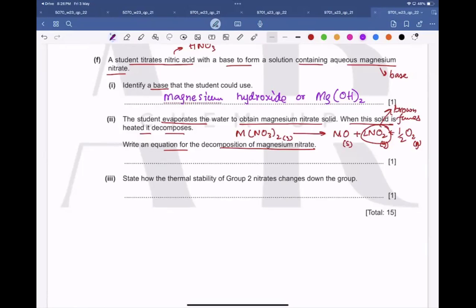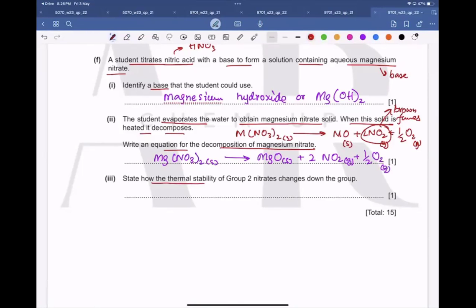Okay. So in this equation, they have mentioned magnesium nitrate, so I replace M with Mg to show you the equation. Magnesium nitrate solid forms magnesium oxide solid, 2 moles of nitrogen dioxide gas and half a mole of oxygen gas.